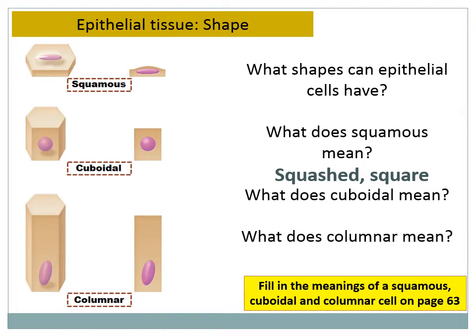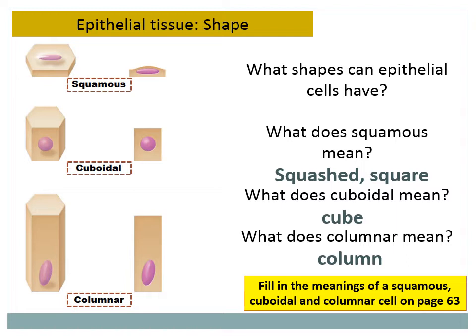Yeah, cuboidal is a cube. That one works really well, right? So cuboidal is a cube. And what does columnar mean? Yeah, and columnar is a column, right? So we have words that make sense and we can see how they make sense.